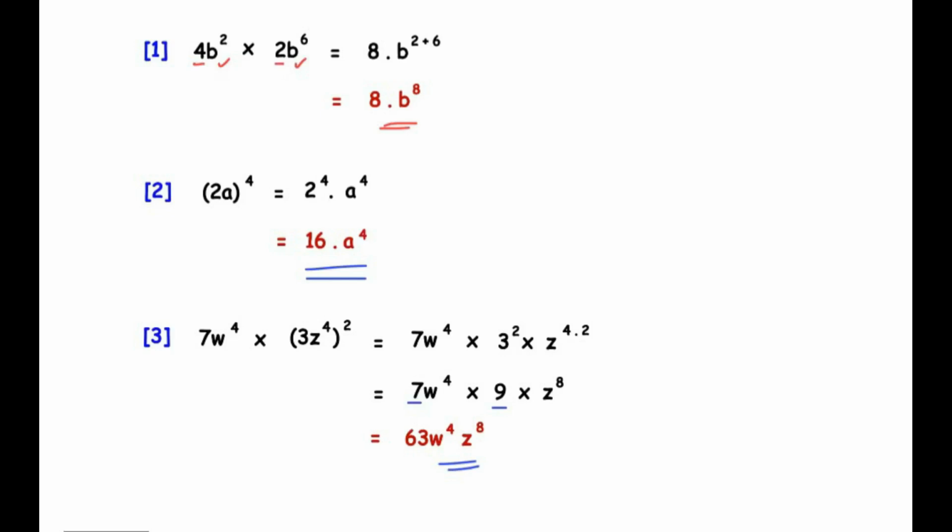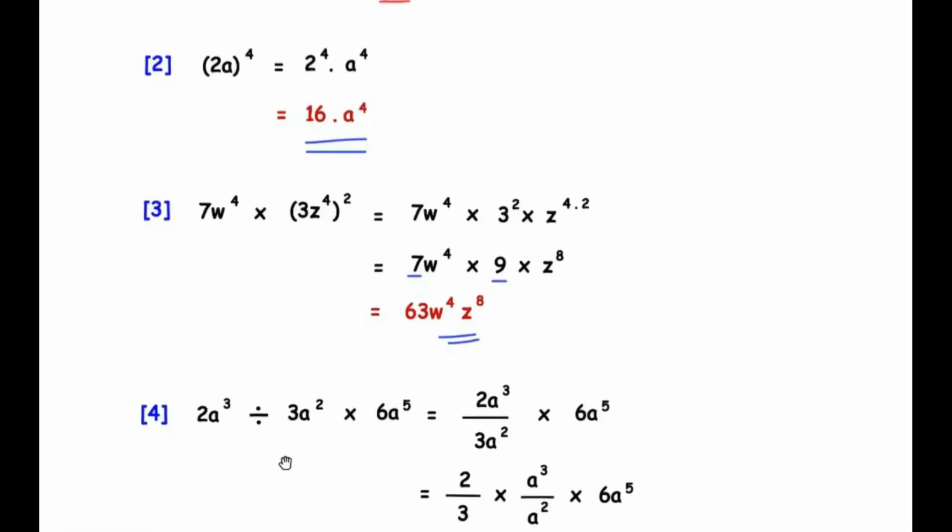Now moving on to the next one. So here the next question is 2a to the power of 3 divided by 3a square times 6a to the power of 5. Now here we are going to make use of the order of operations, that is BODMAS. So since we have division and multiplication both over here, using the BODMAS rule, we are going to start the operation from left to right. So first we are going to divide 2a cube by 3a square. So here we have written 2a cube divided by 3a square, and then this fraction gets multiplied by 6a to the power of 5.